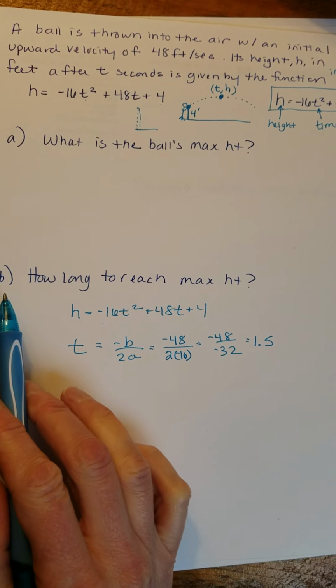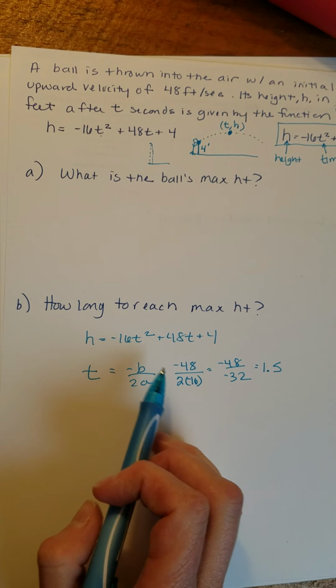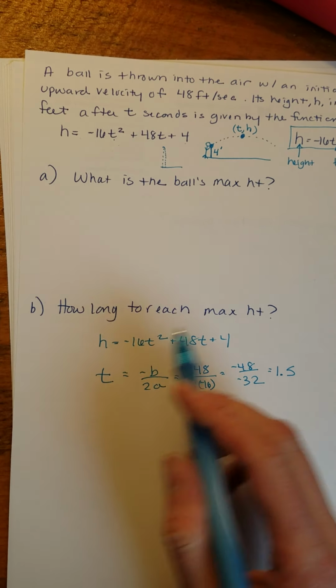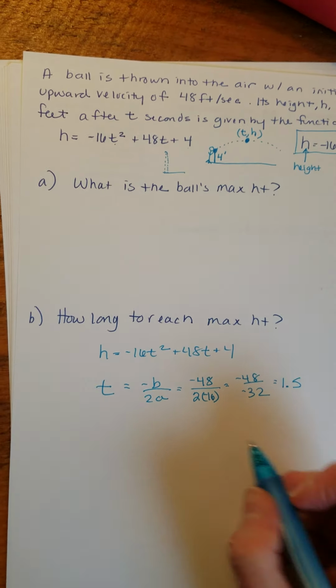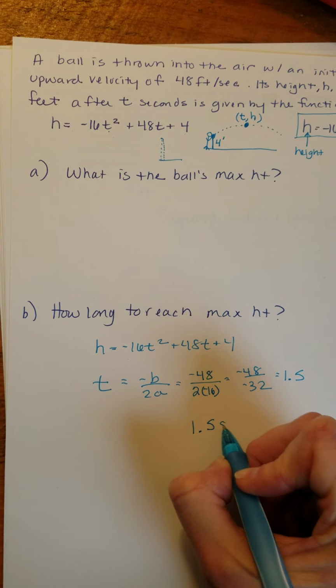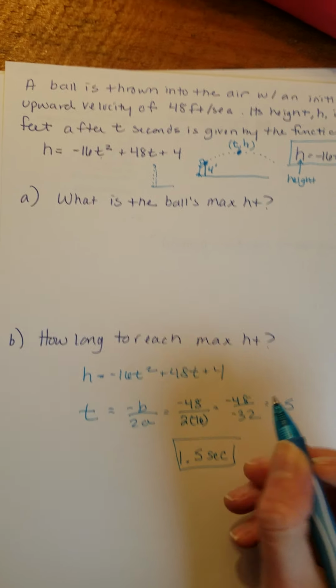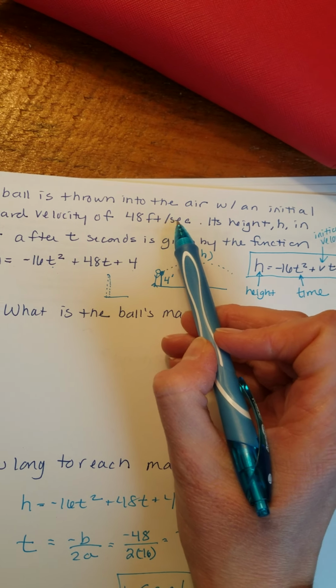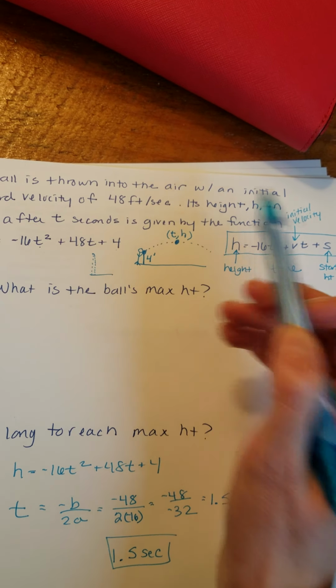So again, I'm answering question B first because I need that number to actually solve for A. So how long until it gets to that vertex point? 1.5 seconds. And how do I know it's seconds? Because the time in the problem is in seconds.